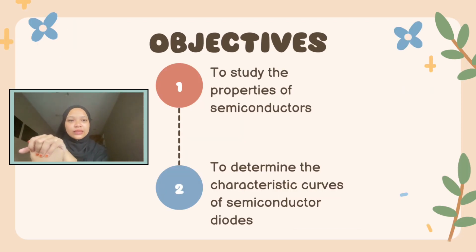We have 3 members in the group, which are me, Amira, Aina and Anisha. The objective of this experiment: first, we need to study the properties of semiconductors. The second one is we need to determine the characteristic curve of semiconductor diodes.